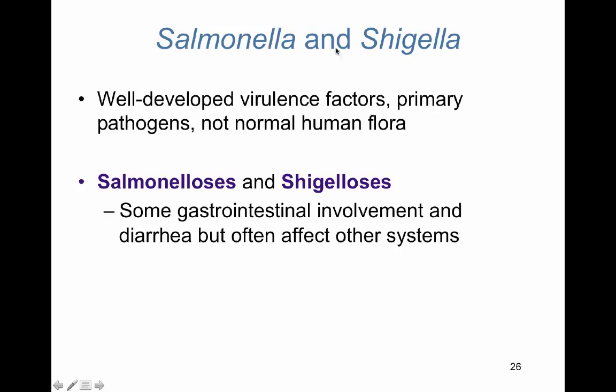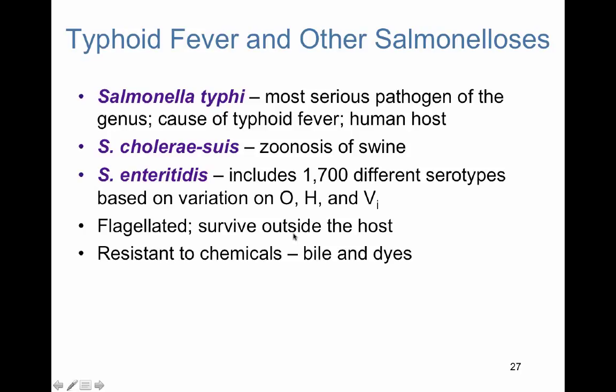Now, we have Salmonella and Shigella, which both can cause gastrointestinal involvement in diarrhea, but often affect other systems. So there are a few species of Salmonella to bring up here. Salmonella typhi causes the most dangerous form of any disease in the Salmonella genus. So this causes typhoid fever. It has a human host. And I believe you guys have watched Typhoid Mary, about the characteristic case of a chronic carrier or healthy carrier of Salmonella typhi bacteria.